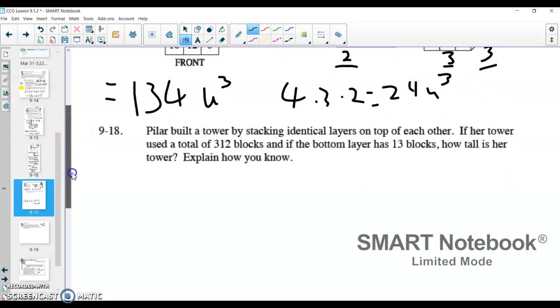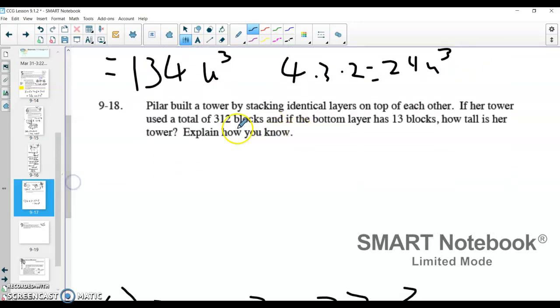All right, last problem here. We have a tower that is made up of 312 blocks, and the first layer of the tower is made up of 13 blocks. All right, and so we want to know how tall is the tower. Well, there is 312 total blocks. Each layer has 13, and so we just divide here.